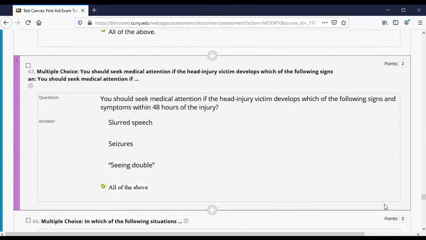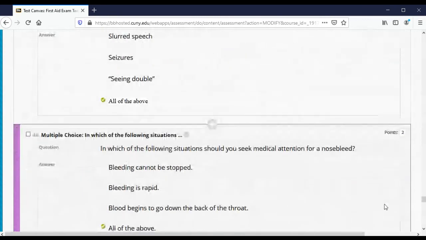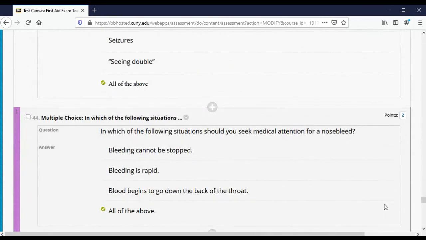You should seek medical attention if the head injury victim develops which of the signs and symptoms within 48 hours of the injury? Slurred speech, seizures, seeing double. I really think that question is pretty much self-explanatory. These could all be signs of what's called a traumatic brain injury.